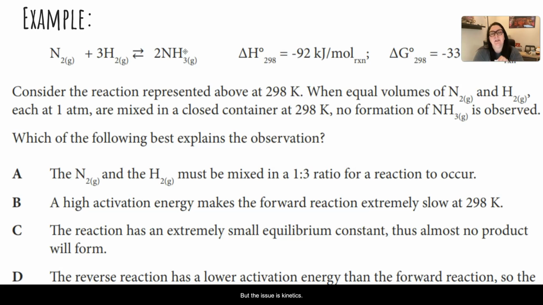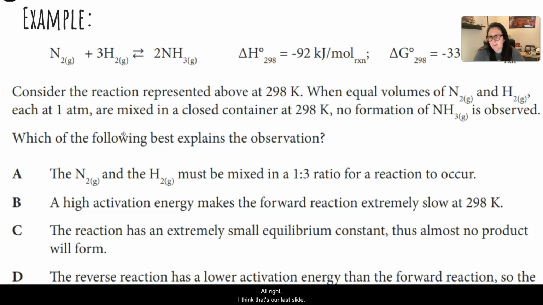But the issue is kinetics. The issue is not thermodynamics. So the issue with this reaction is a kinetic control, not a thermodynamics issue. Thermodynamically, it's set up pretty much perfectly. There is a little bit with the delta S, but it's set up pretty perfectly with the delta H and delta G is negative. So that's the ultimate deciding factor, but it has to do with the N2 molecules mostly because of that triple bond.